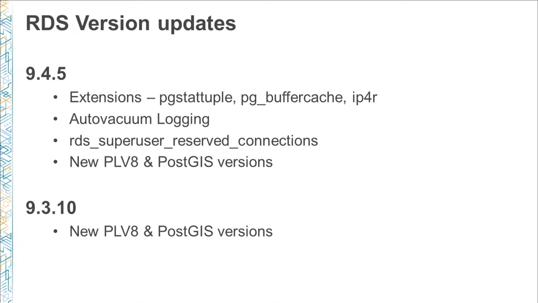So the other thing that we just released was a couple new versions, 9.4.5 and 9.3.10. The 9.3.10 is not really that remarkable. It's the new version along with updated PostGIS and PLv8 minor versions. But for 9.4.5, we actually put in a lot of new features from an RDS perspective. We added 3 new extensions, pgstattuple, pg_buffercache, and ip4r. And I'll talk a little bit more about both of those. We added autovacuum logging, I'll get into that, as well as superuser reserved connections.